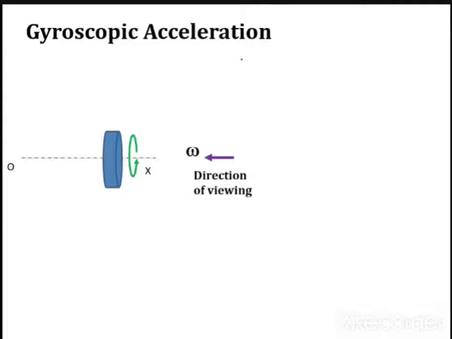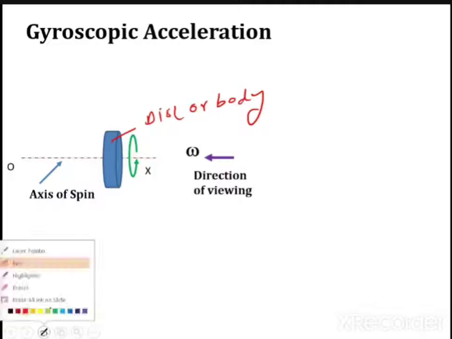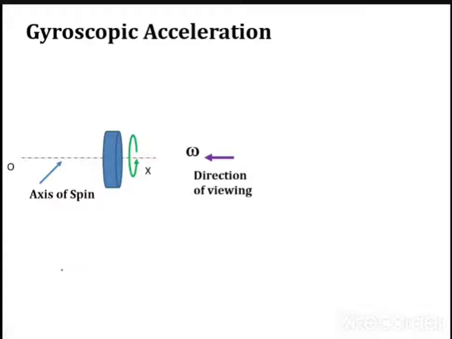But that is another part. First of all, we'll understand this one. Now till now we have understood that I have taken an axis OX. So what is the axis of spin? The axis about which this disk or body is spinning is called the axis of spin. So tell me, have you understood this much? I hope you have understood this much. Okay. Next.